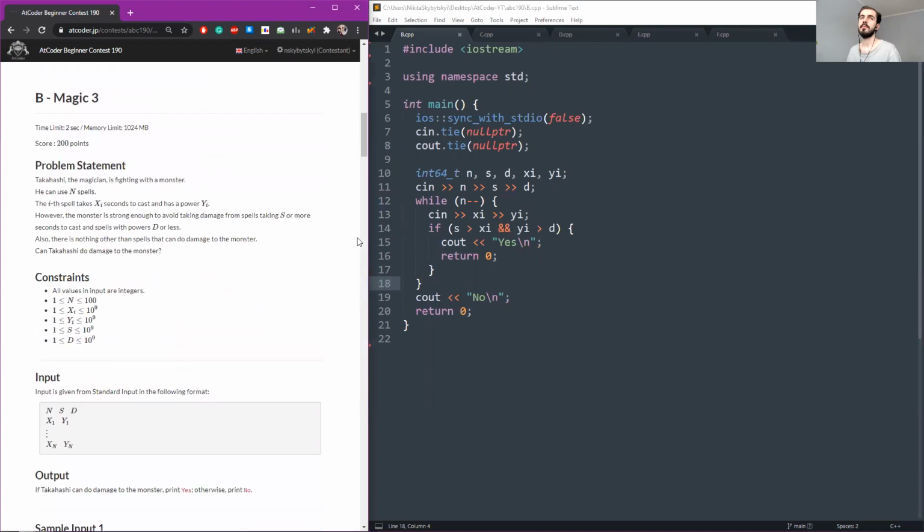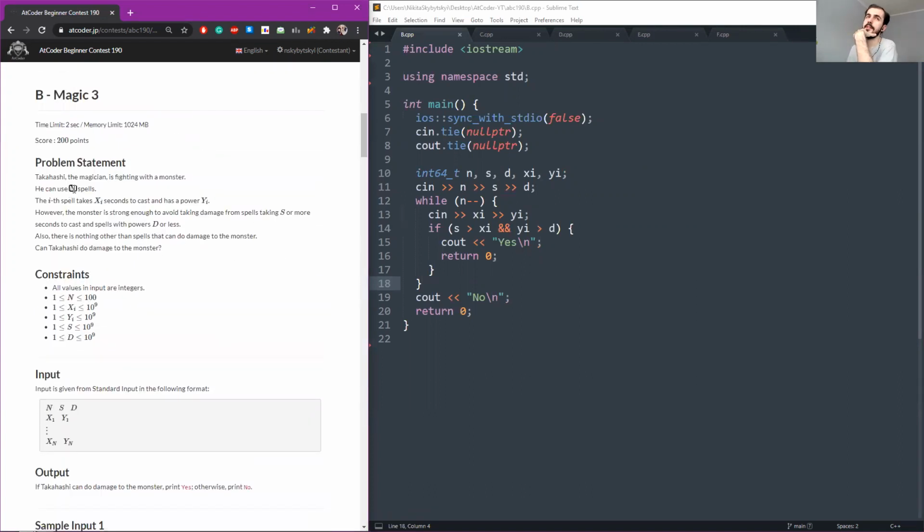In problem B, we have n spells. Each spell has a duration or cooldown and power. But we have a monster that can avoid taking damage from very long spells. Maybe he can just hide. Maybe he got some armor, so he does not take direct damage from spells with small power.